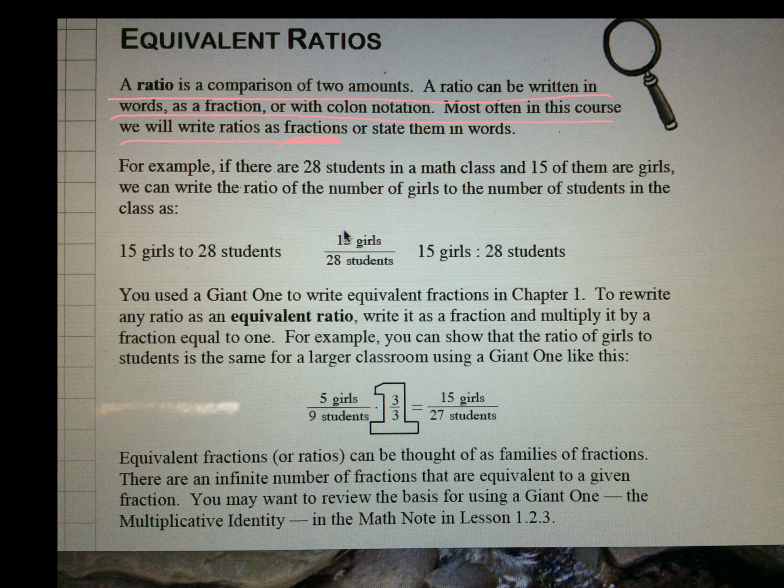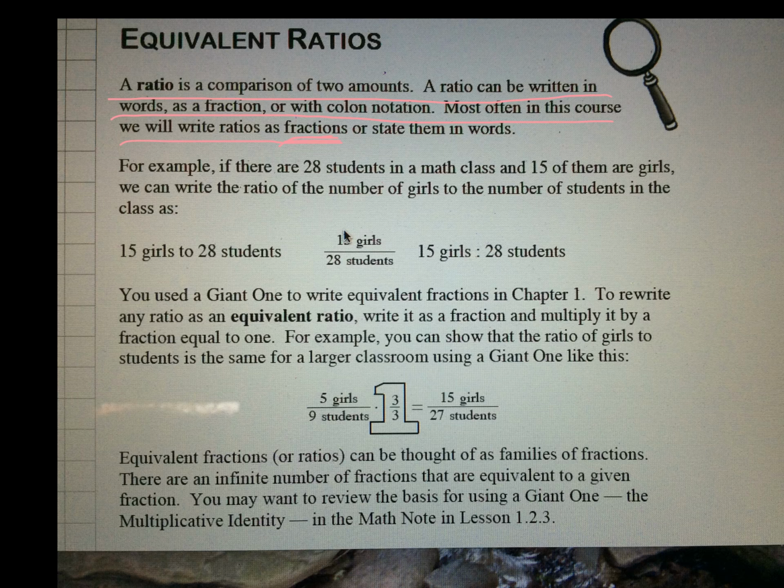We're talking about equivalent ratios. So let's first talk about what a ratio is. A ratio compares two amounts, and it can be written with words, as a fraction, or with colon notation, but most often we're going to write it as a fraction. So then we have some examples.